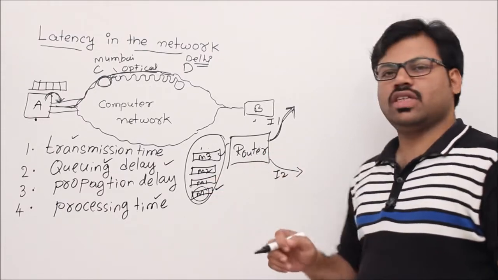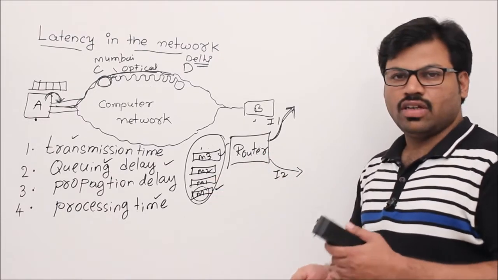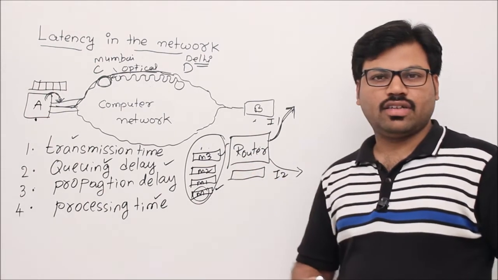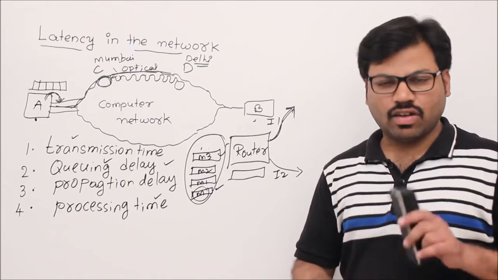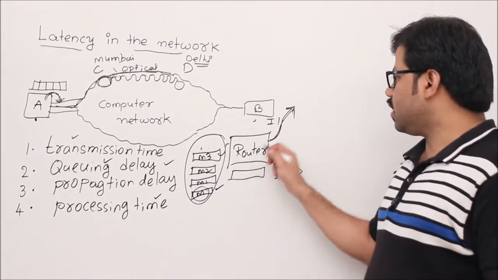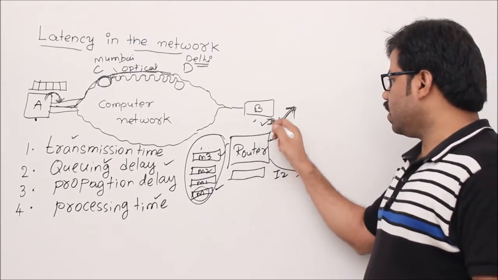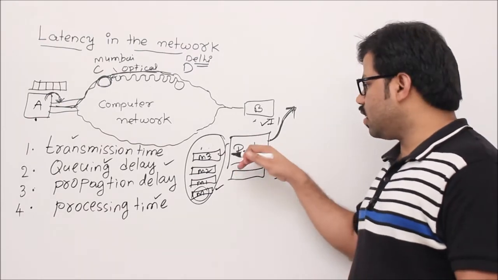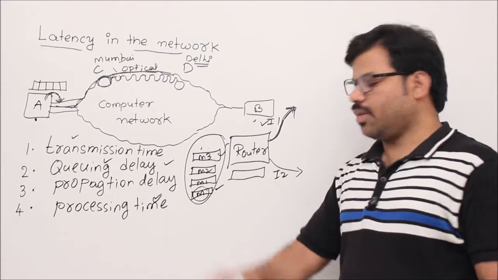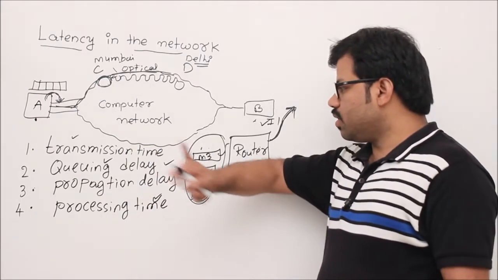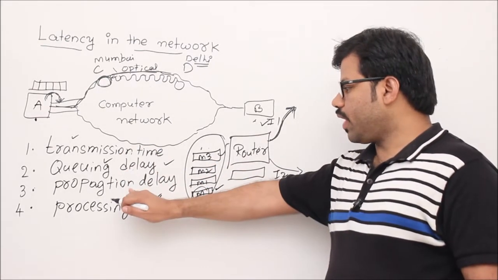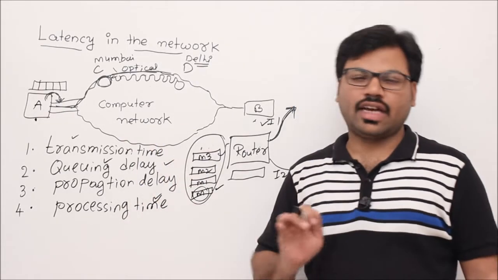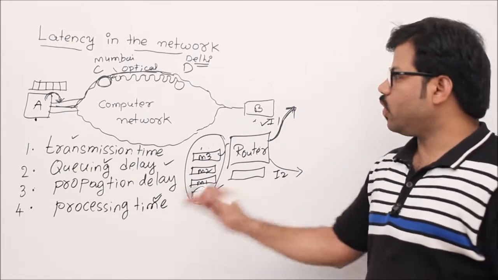But once you are processed, processing means what? Once you get your turn, your packet will be examined. What is the pattern you have, what is the logical address you have, and based on that, the appropriate interface will be chosen. That entire thing is a different thing. It's not waiting. Now you are processed under this router, so that is processing time. So transmission time is different, queuing delay is different, propagation delay is different, and processing delay is different. These are the various kinds of delays you get in a computer network.